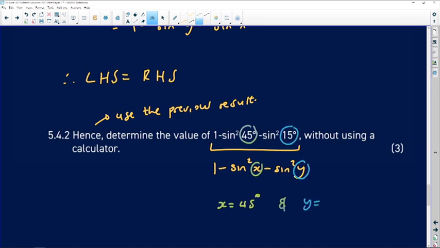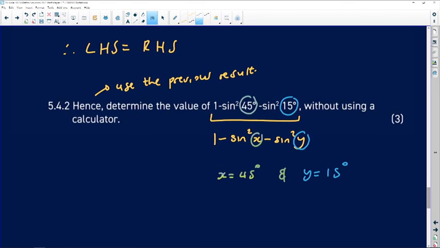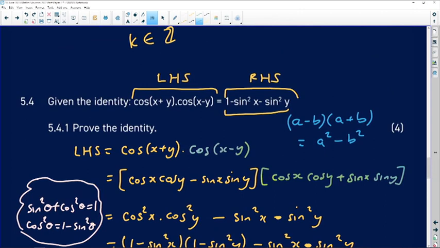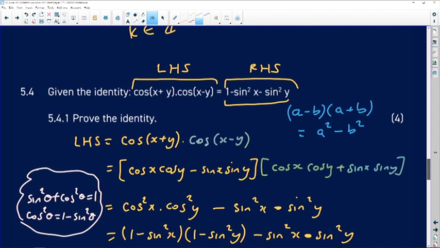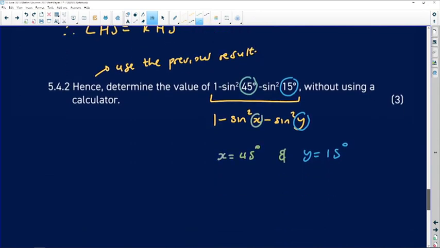So y is equal to 15 degrees. Okay, so I want to take this x value and y value and substitute them on the left-hand side of the original expression. Remember, we said the left-hand side is cos(x + y) and cos(x - y). So cos(x + y), cos(x - y).